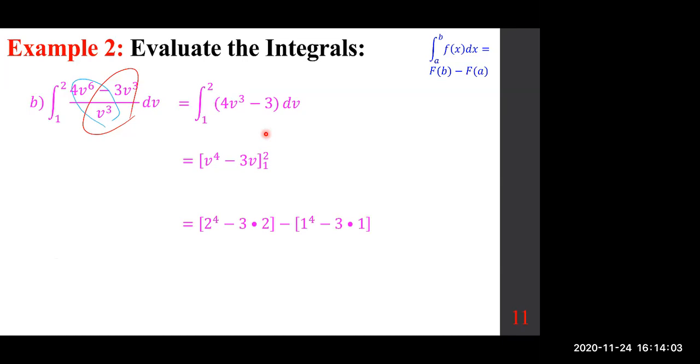When we plug in 2, we get 2 to the power of 4 minus 3 times 2, and when we plug in 1, basically 1 minus 3. So this is obviously 16 minus 6. So this is 1 minus 3. So plus 2. Okay. There you have it. Simple. I hope everybody is comfortable with this.